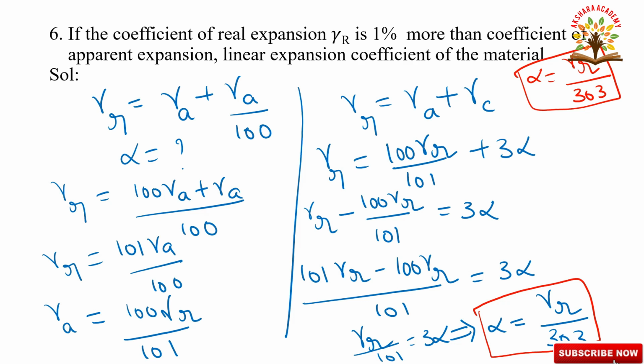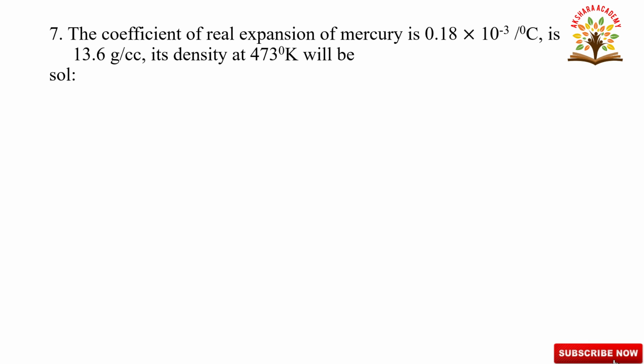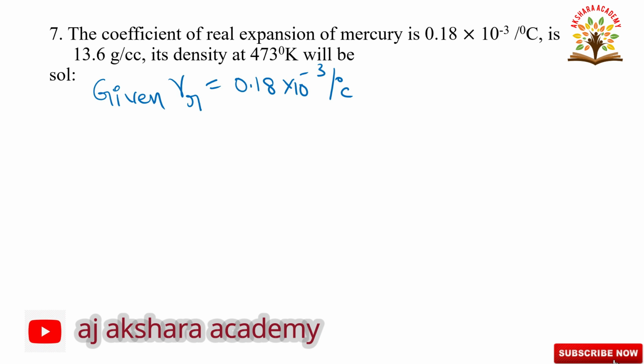Okay, go to the next one. The coefficient of real expansion of mercury is 0.18 into 10 to the power of minus 3 per degree centigrade and its density is 13.6 gram per cubic centimeter. Its density at 473 Kelvin will be given. Gamma R is given as 0.18 into 10 to the power of minus 3 per degree centigrade.